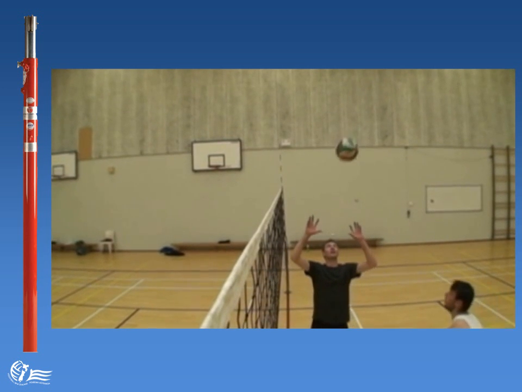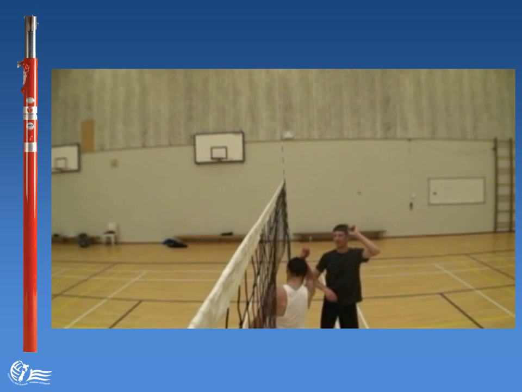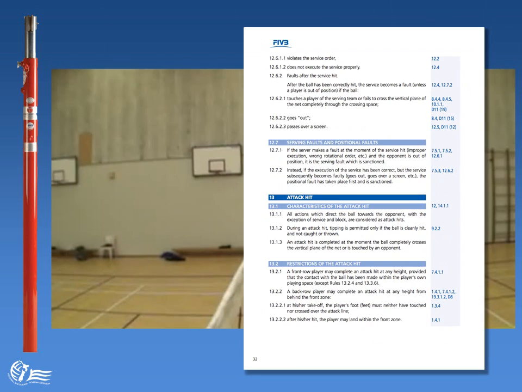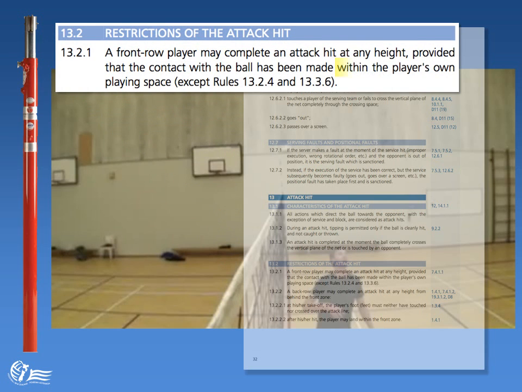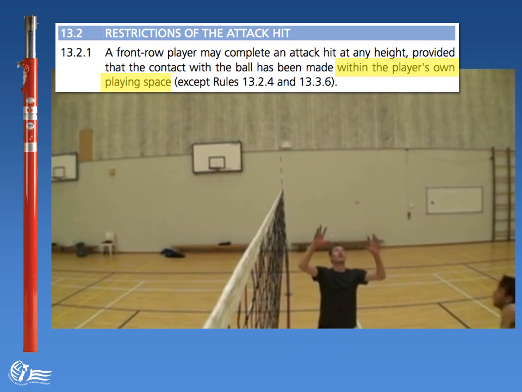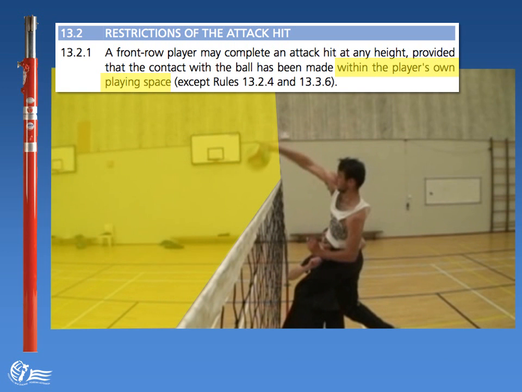Sometimes the setter will set the ball too close to the net, or, as in this case, over the net. If we go back to the rulebook, one of the restrictions of the attack hit is that contact must be made within the player's own space. As you can see on the replay, the spiker here is hitting the ball in the opponent's space.